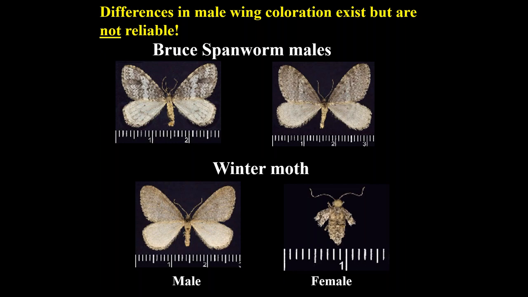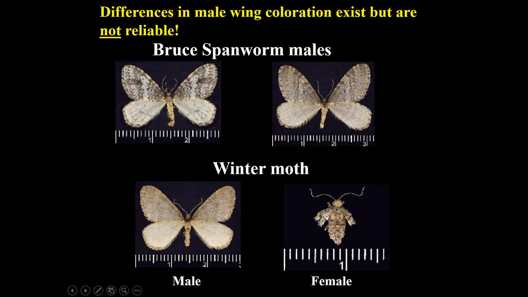And so you have a trap full of brown moths. You've got to tell which ones are winter moth, which ones are Bruce spanworm. And that's not very easy. The wing patterning just doesn't cut it. This shows the variation of wing patterning just within Bruce spanworm. You can't reliably distinguish between the two species by looking at the wing patterns. This shows the winter moth female again, she has vestigial wings. She evolved from ancestors that did have wings, but she lost the ability to fly.